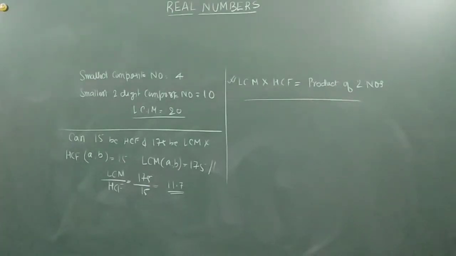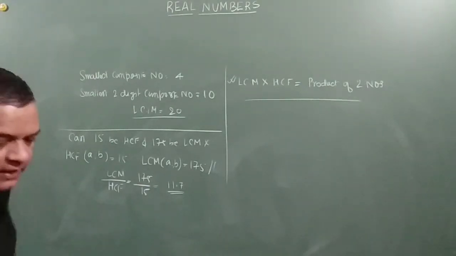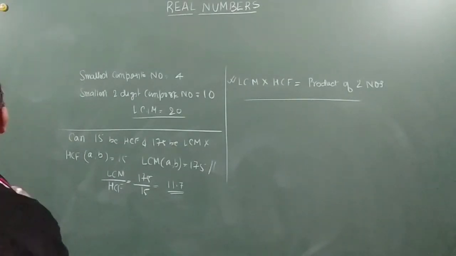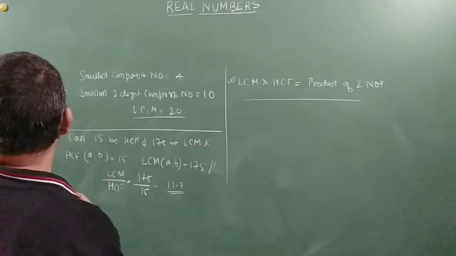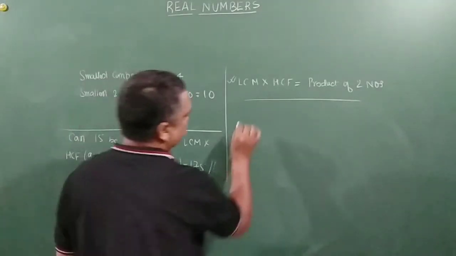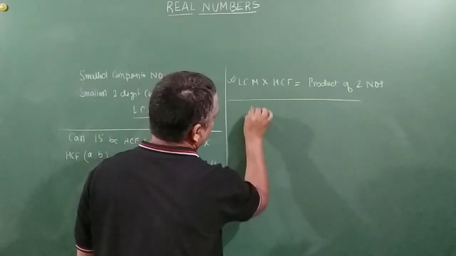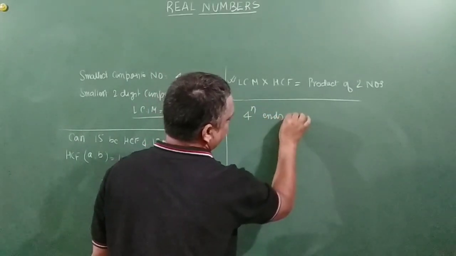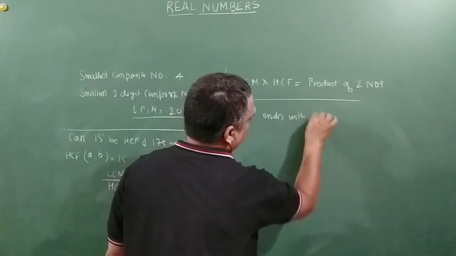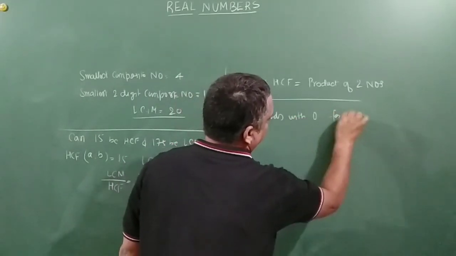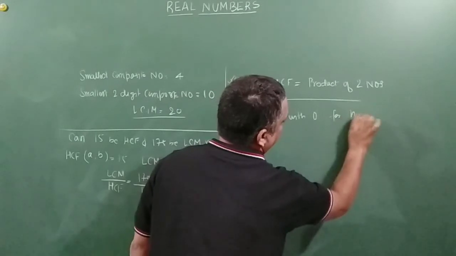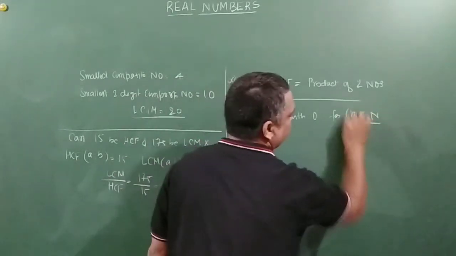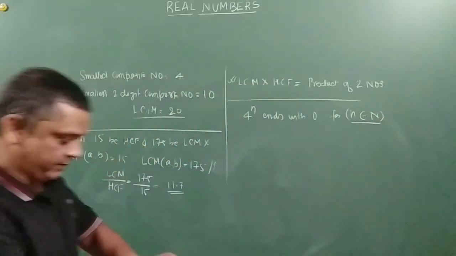Next, okay, there is a space, no problem. So can 4 raised to power n end with digit 0 for any natural number n, right? So they say that 4 raised to power n ends with 0 for n belonging to natural number, any natural number, right?